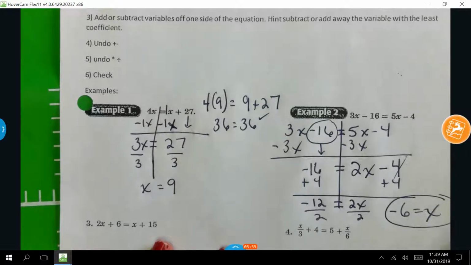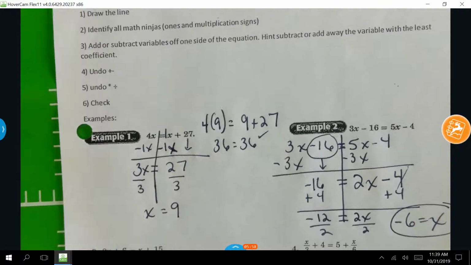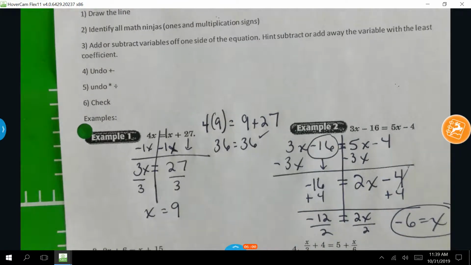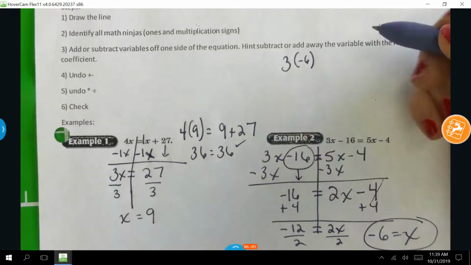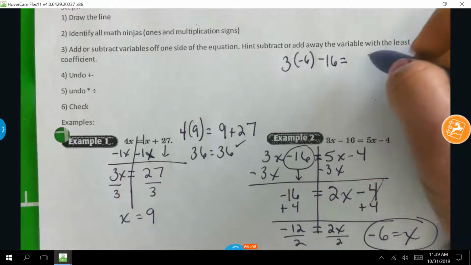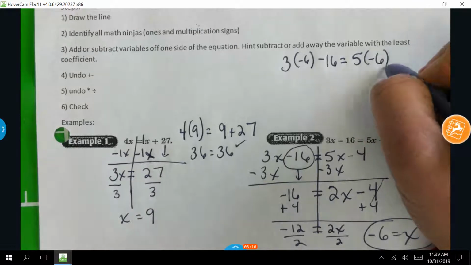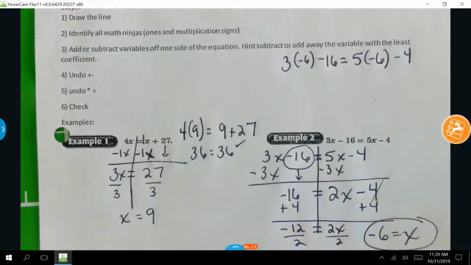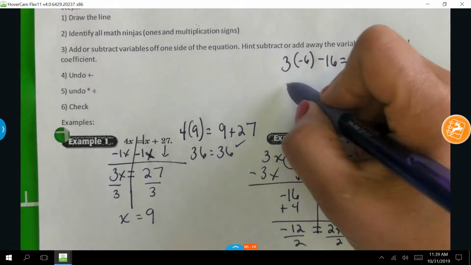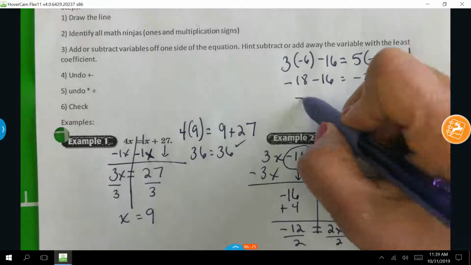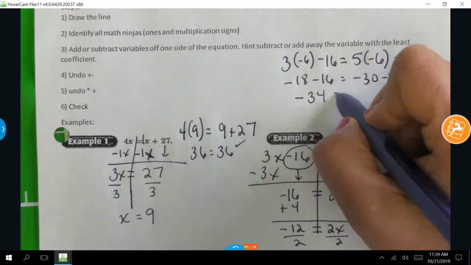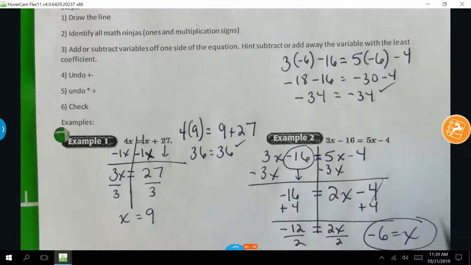X equals negative 6. So when you go to check this, I'm going to have to do this a little bit above. You'd have 3 times negative 6 minus 16, and it should equal whatever 5 times negative 6 minus 4 is. Now this part you can put right in the calculator. You can do 3 times negative 6 minus 16. You don't have to write out and show every step. I just do because I'm the teacher. So this would be negative 34 equals negative 34, and that's what you want.